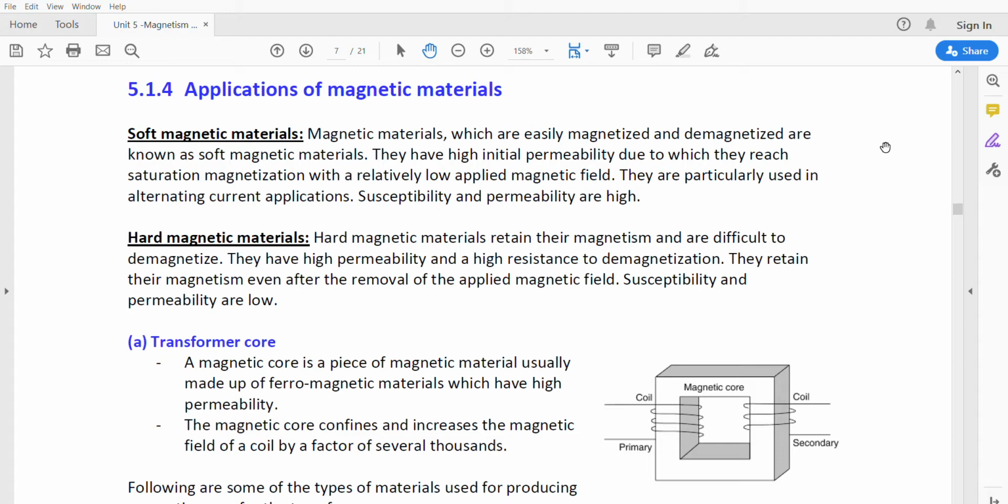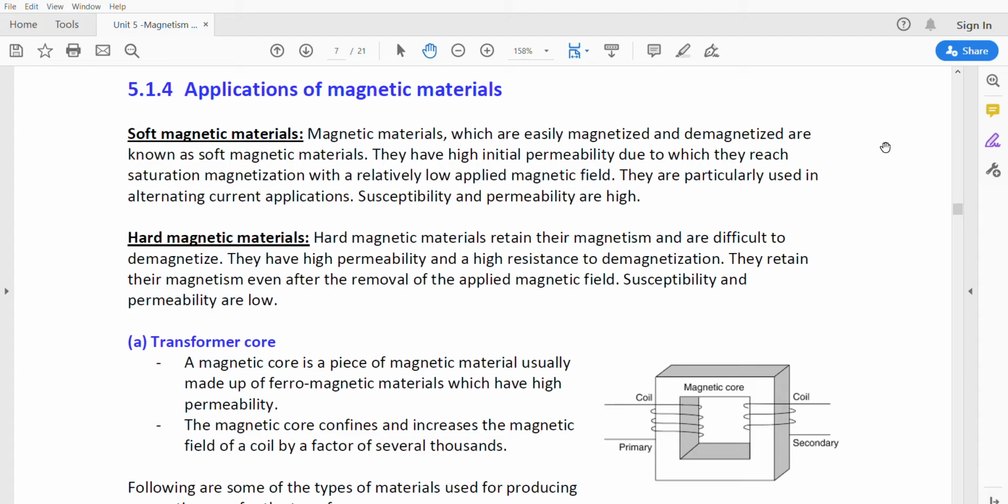As we already know, different types of magnetic materials are available. Those are diamagnetic, paramagnetic, and ferromagnetic. And depending upon the type of magnetism, how they respond to the external field, and how long they can retain that magnetism, these materials are categorized into two types. Those are the soft magnetic materials and the hard magnetic materials.